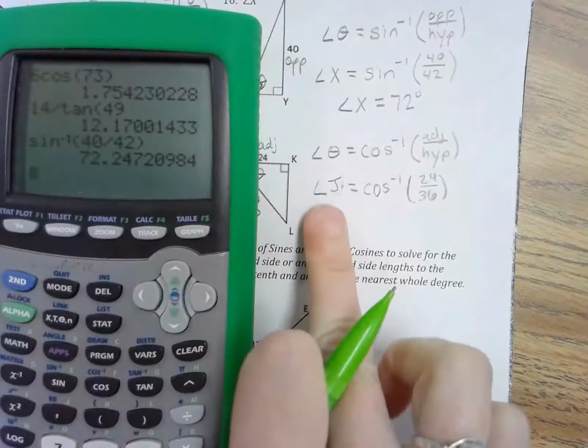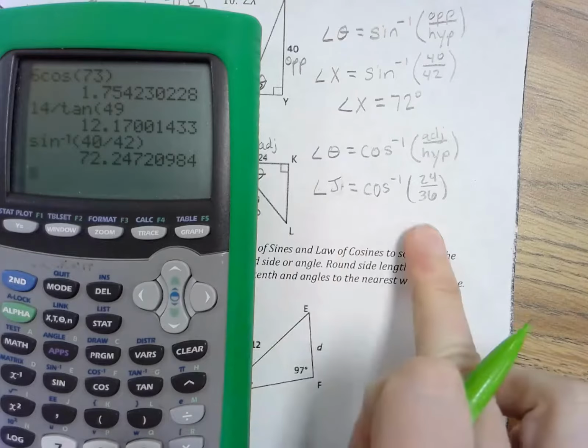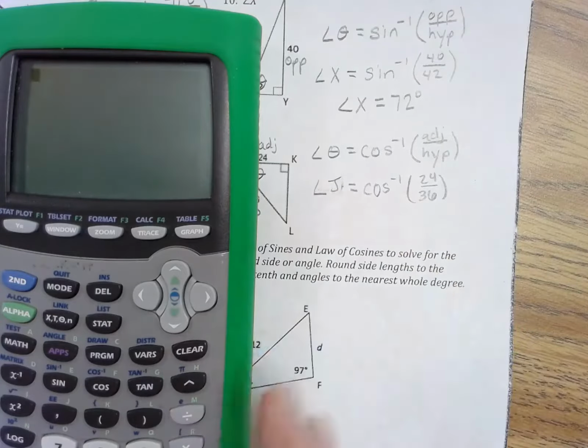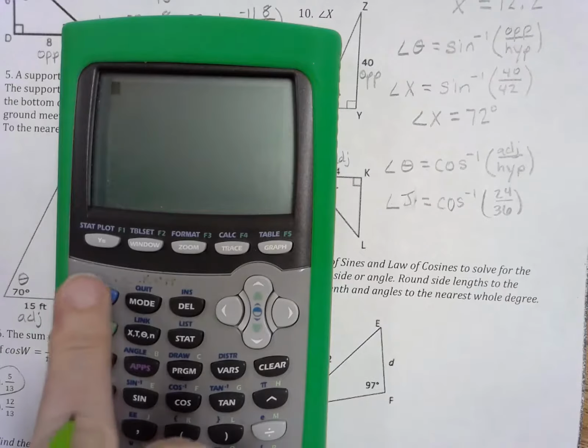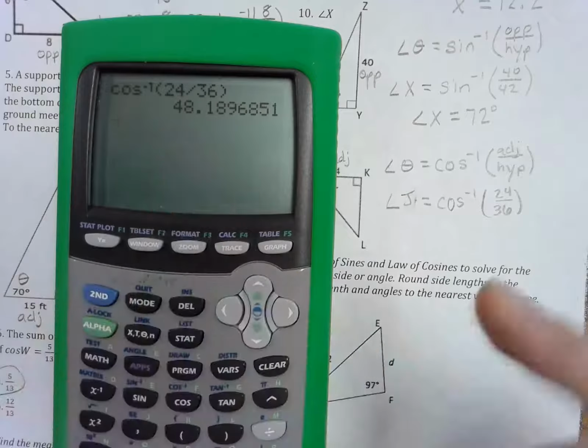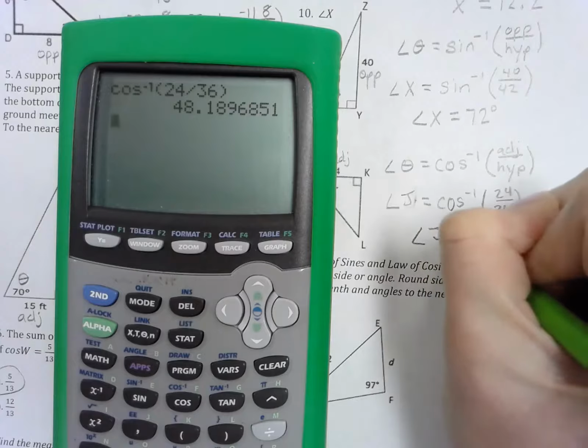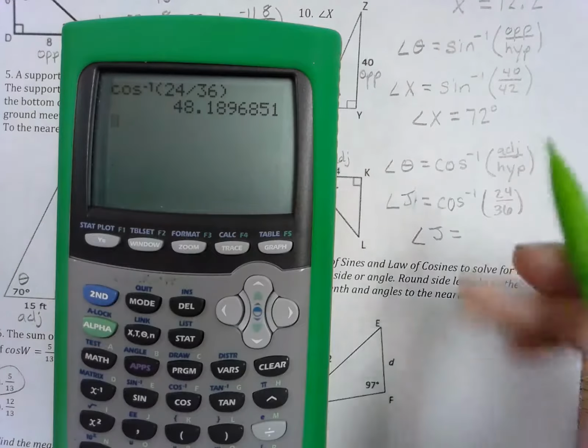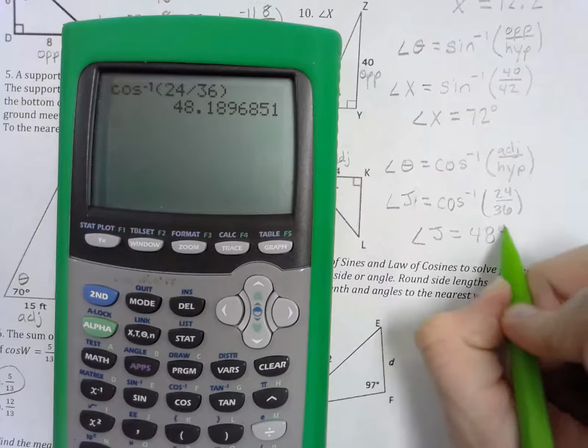Once our variable is by itself, and that's the good thing about these inverse ratios, they are already ready to type in the calculator. So once your variable is by itself, type it in. So second cosine, 24 out of 36. So angle J is going to equal, rounding to the nearest whole degree, 48 degrees.